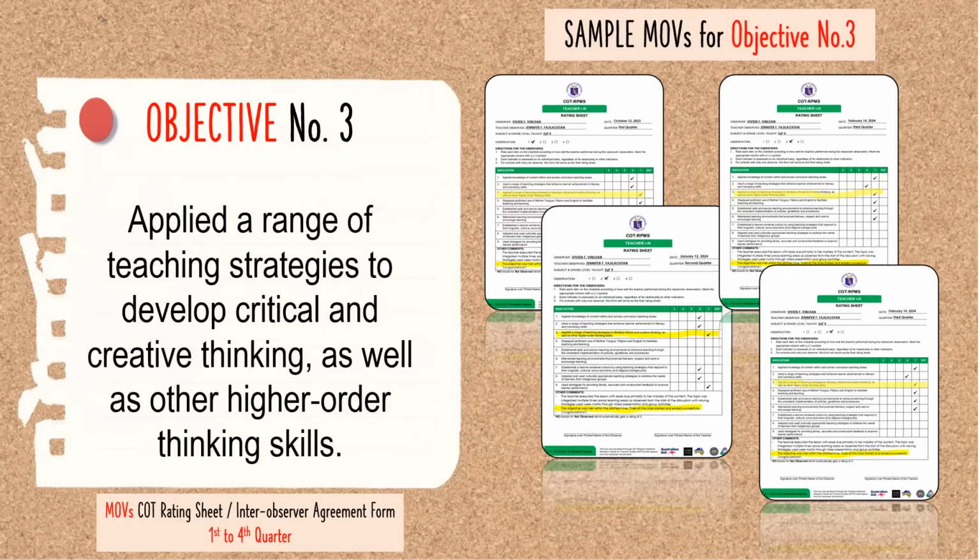Objective number 3, apply the range of teaching strategies to develop critical and creative thinking as well as other higher order thinking skills. For this objective po, kagaya ng first and second objective, ang ating MOV dito ay yung first to fourth quarter ng ating rating sheet. So this is observable indicator number 3, paki-highlight lang po bago po ilagay sa ating portfolio.